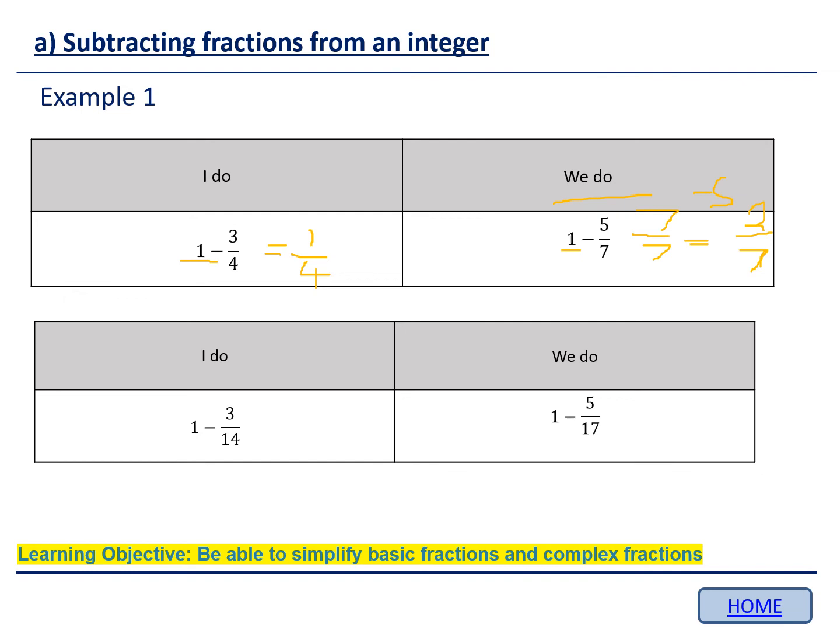Okay, on this I do. So this time the whole one is of 14ths. We've taken 3 of them away. So 3 away from 14, that's going to leave me with 11 over 14. Pause the video and have a go at the we do. And this time you should have ended up with the answer of 12 over 17.